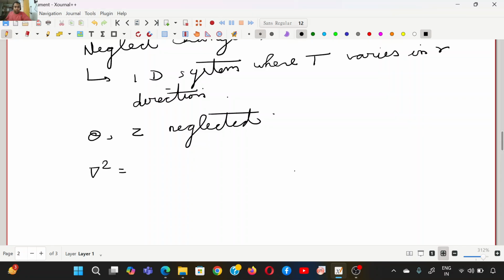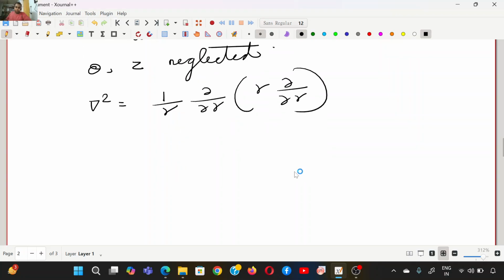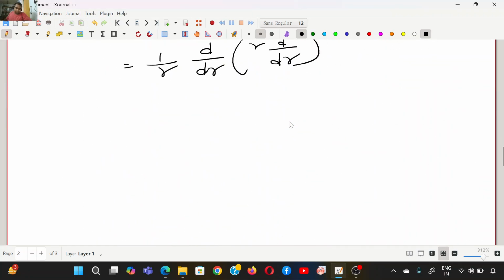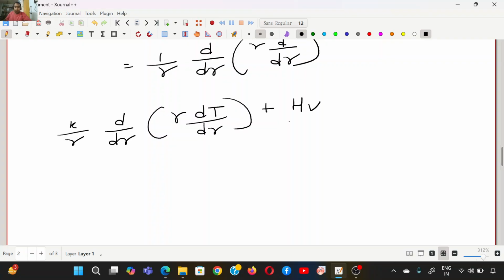In r direction, what is del square? If you look at the appendix, it's 1 by r del by del r of r del by del r. Okay. And since it's a function only of r, you can replace the del by d, d by dr of r by d by dr. So now substitute this in this governing equation, del square T plus hv by k equals 0. What do you get? You get k by r d by dr of r dT by dr plus hv equals 0.